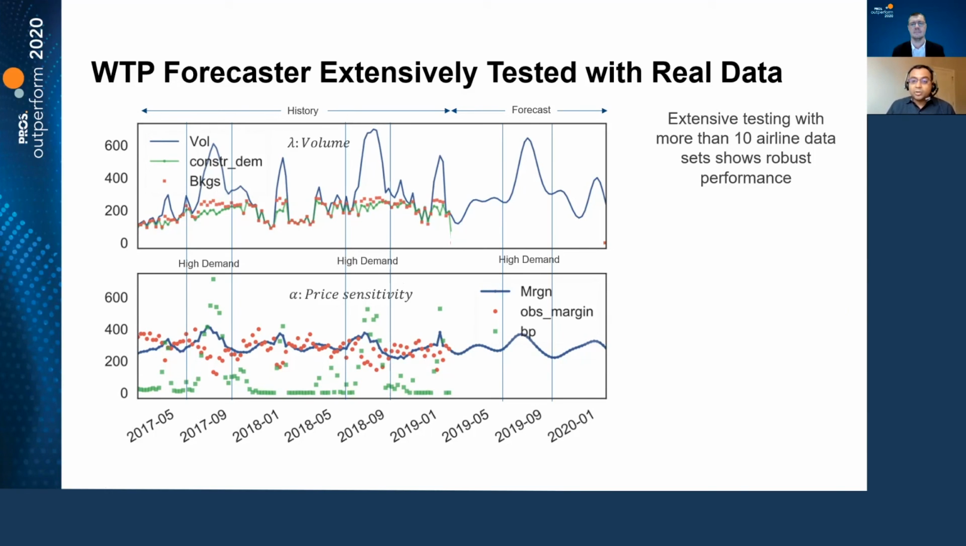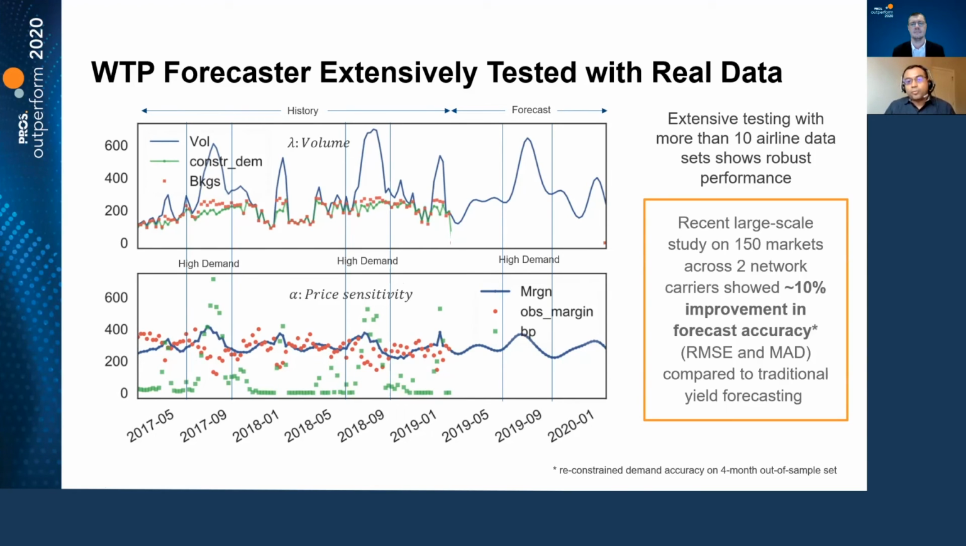But in addition to the qualitative patterns, we have done an extensive amount of quantitative testing. We have done a recent large scale study with a large network carrier, where we tested the willingness to pay forecaster over 150 markets. And this forecaster showed around 10% improvement in forecast accuracy when we used root mean squared error or mean absolute deviation as metrics.